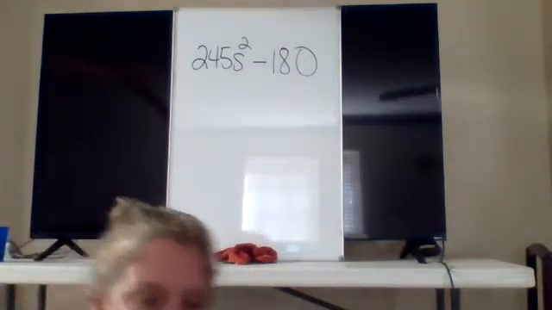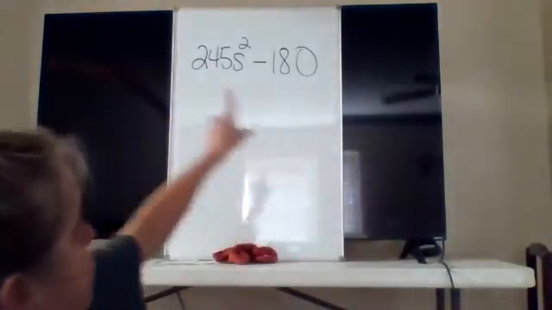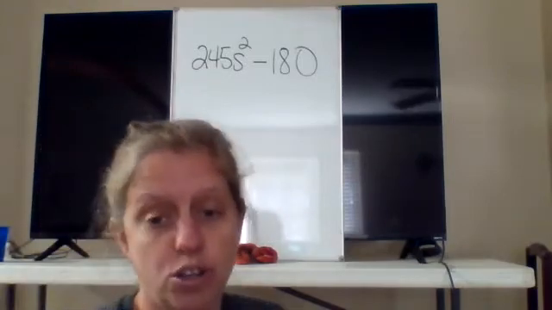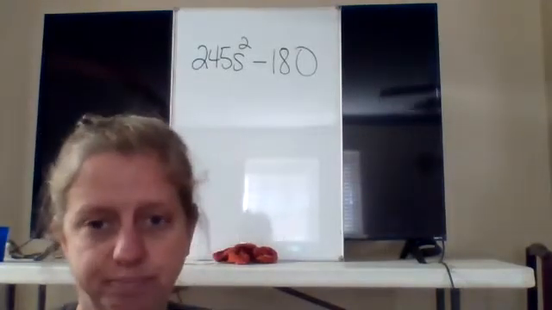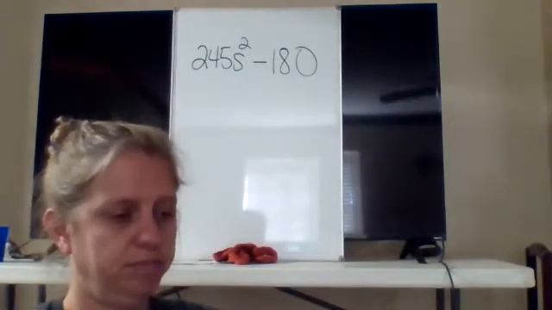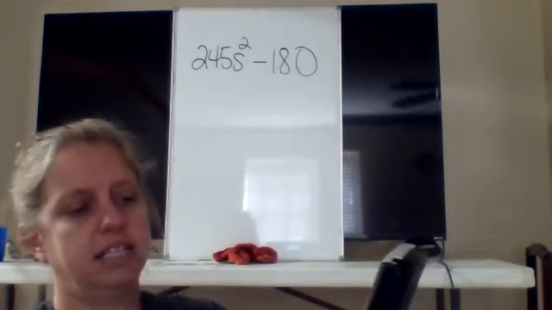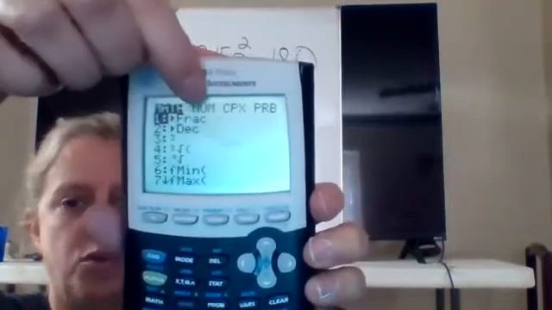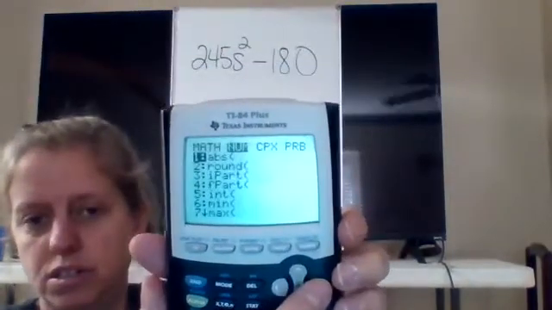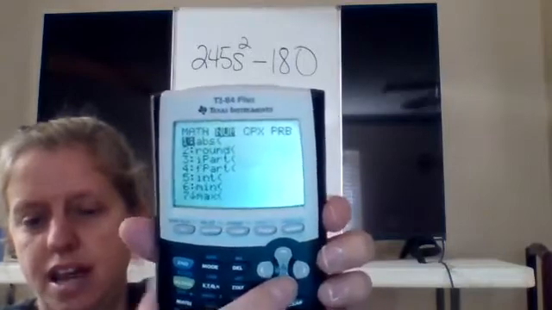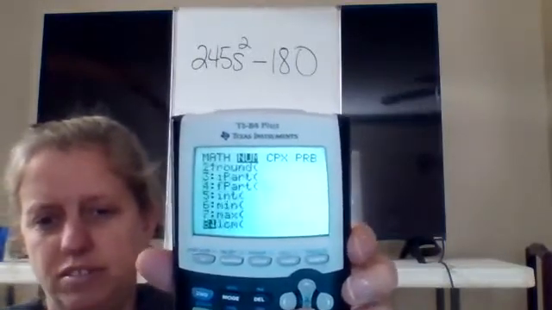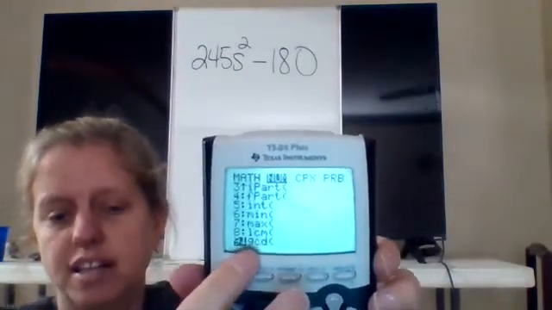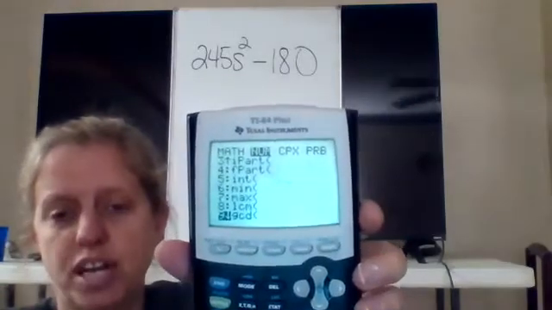So I'm going to show you a trick in your calculator. If you only have 2 numbers and you're trying to find the greatest common factor, you can actually do it in your calculator. So what you're going to do is hit your math button. Then you want to come over here to number. After that, you'll go down to number 9 where it says GCD. That's going to be your greatest common factor. So hit enter.